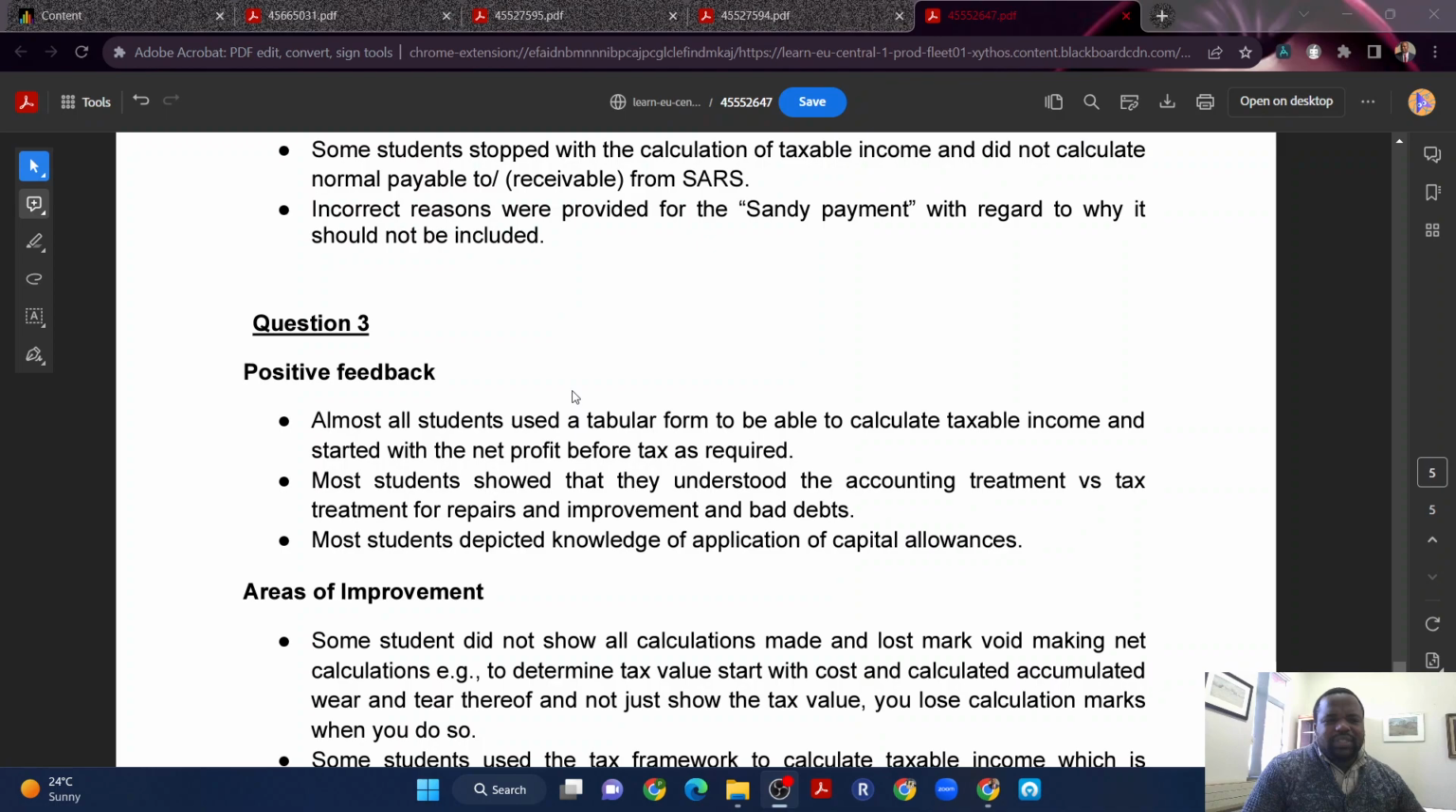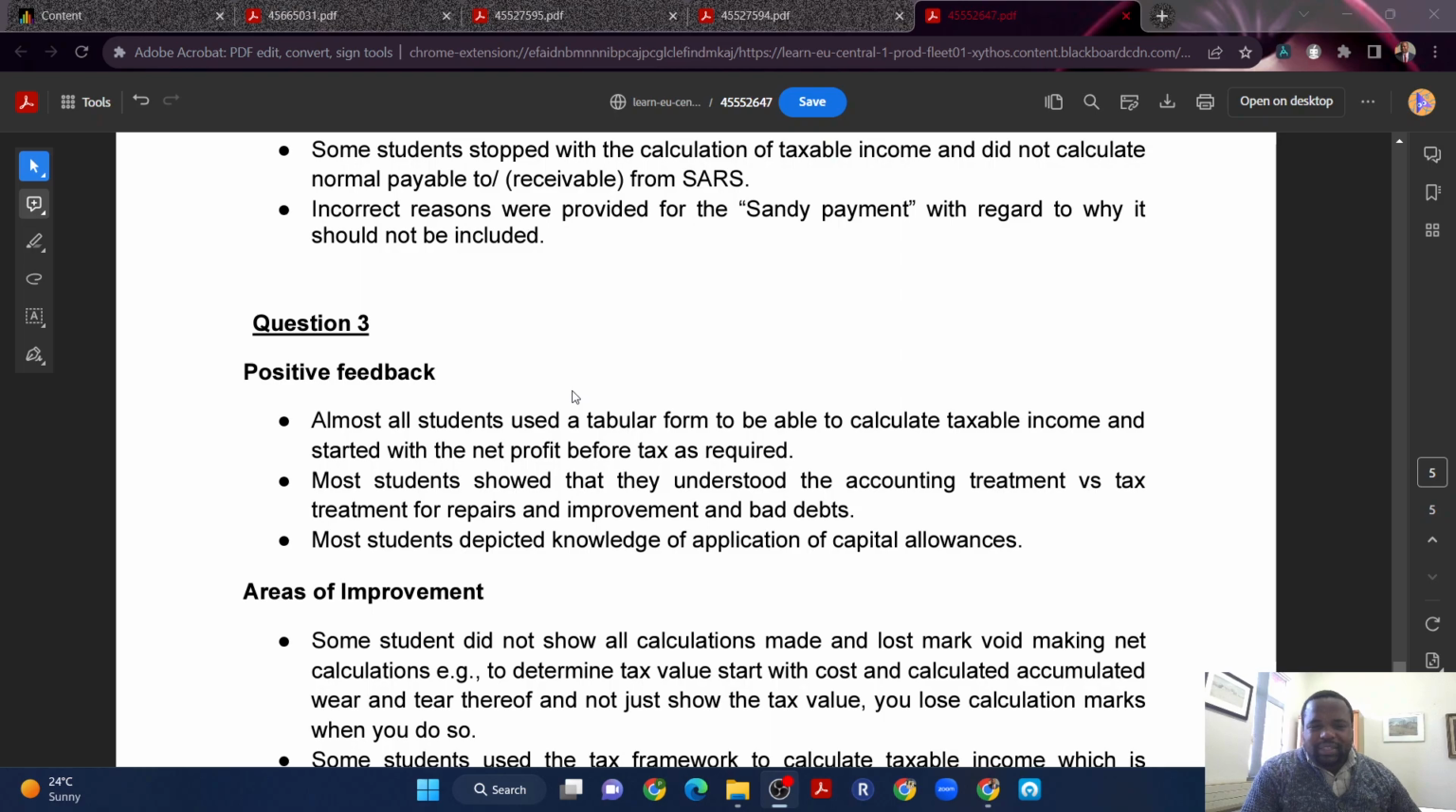It says here almost all students used a tabular form to calculate taxable income, instead of starting with net profit before tax, which is required. So yeah, I guess it means you understand that you are essentially making adjustments to your net profit before tax, and you know that the accounting treatment which is not aligned with the tax treatment, you must remove those entries and then process the correct tax treatment.